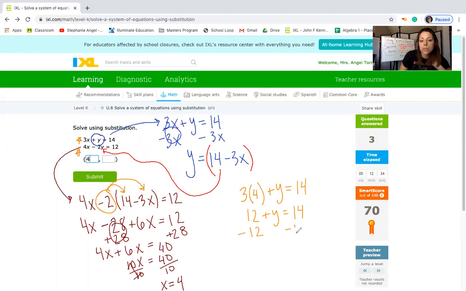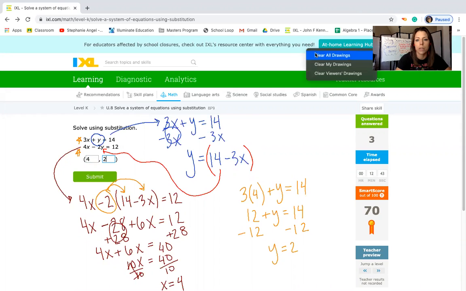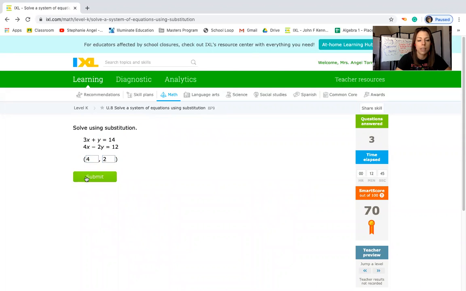Subtract 12 from both sides, and we get y equals 2. See, that wasn't so bad. Okay, over here, y equals 2. Let me get all these drawings out of the way, and there you go.